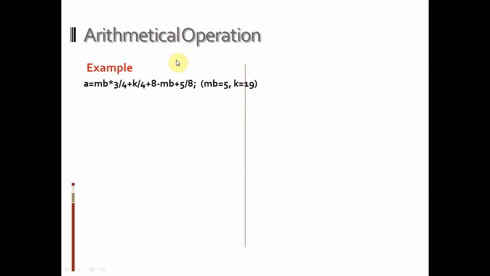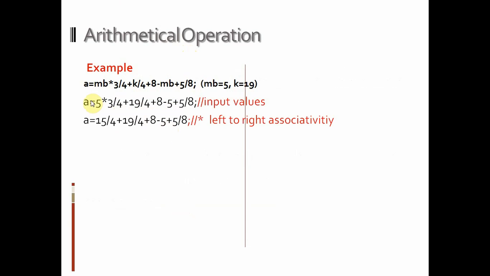How can we perform arithmetical operations? We can look at this example: A equals to this expression. We have to sort out this problem. So first of all we will put the values of MB and K. The MB value is 5 that we put here, and K value is 19 that we put here. Again the MB value is put here. Now this expression will be solved according to the rules of precedence and associativity of operators.